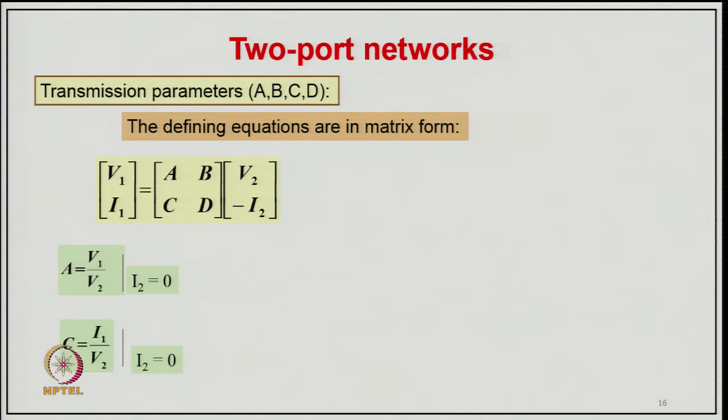A is the voltage gain, and C you can call a kind of admittance. B equal to V1 upon minus I2, where V2 equals 0, meaning the output terminals are shorted, so that current I2 can flow. And D equal to I1 upon minus I2, that is the current gain, where V2 is again 0, meaning the output current flows because of the short at the output port of this two port network.